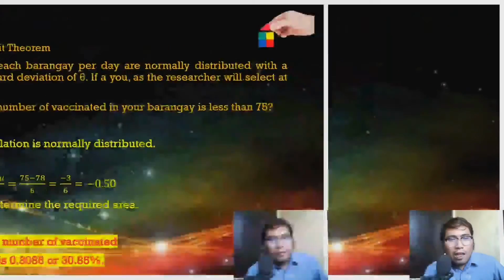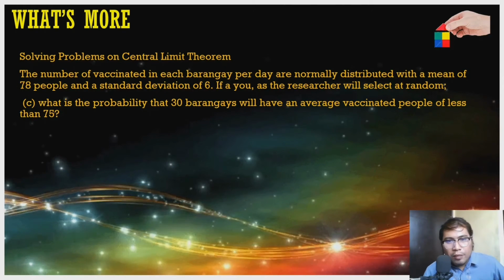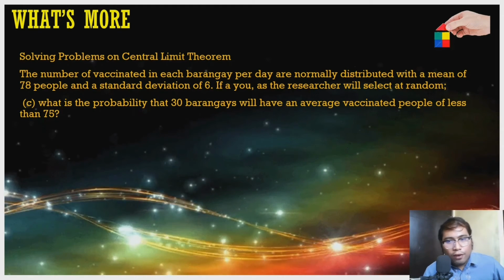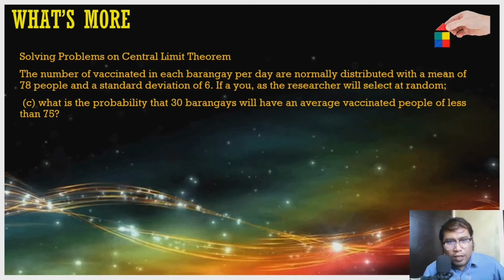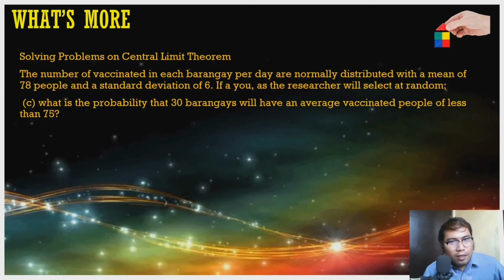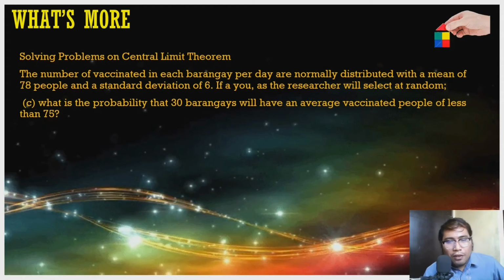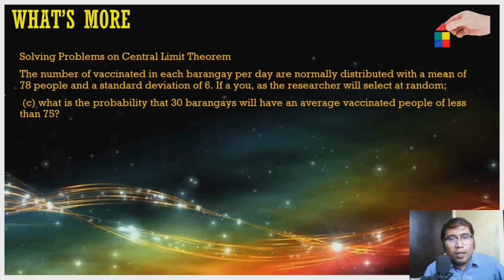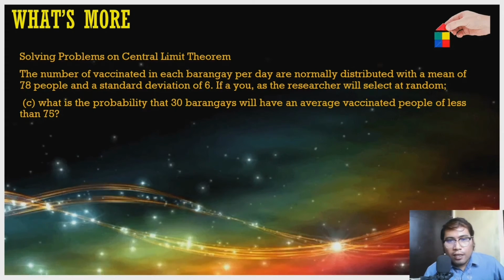Okay, so let's go with letter C. What is the probability that 30 barangays will have an average vaccinated people of less than 75? To show your solution, first get the given. In here we have the population mean of 78, the standard deviation is 6, and it's stated that the population is normally distributed. And for letter C, we have another given, which is 30 barangays, which means it will be the sample size of the data in the barangay.